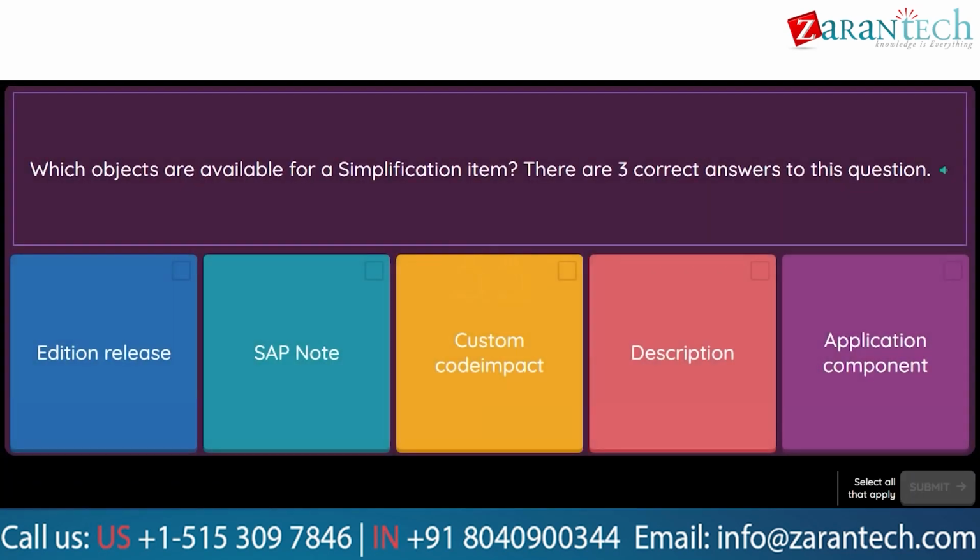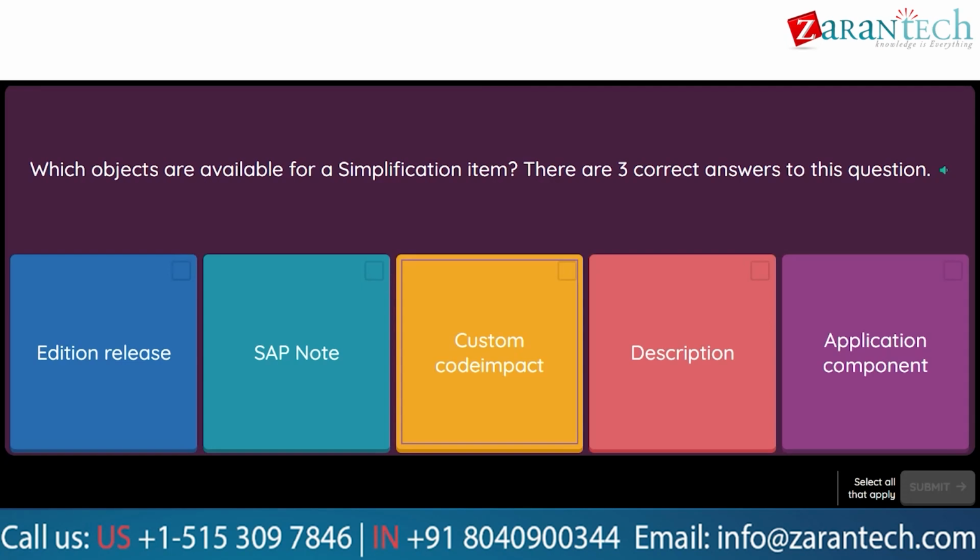Question: which objects are available for a simplification item? There are three correct answers to this question. Option 1: edition release. Option 2: SAP note. Option 3: custom code impact. Option 4: description. Option 5: application component.